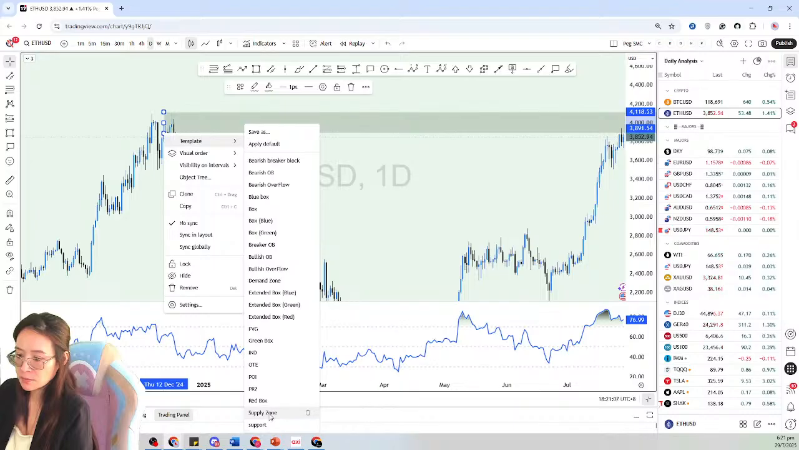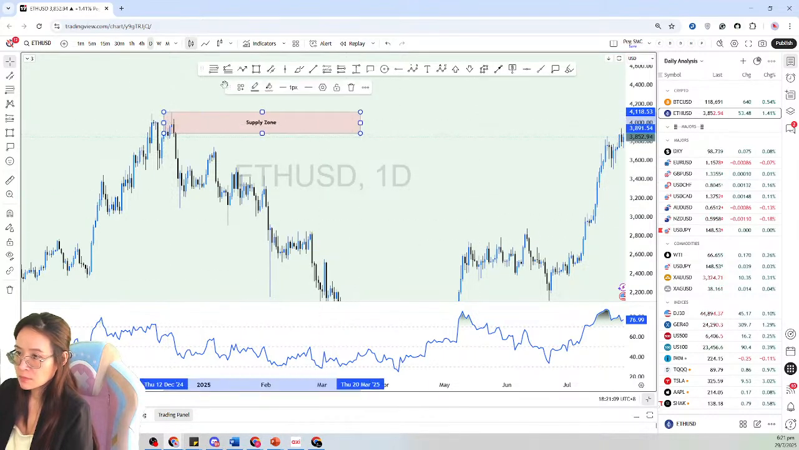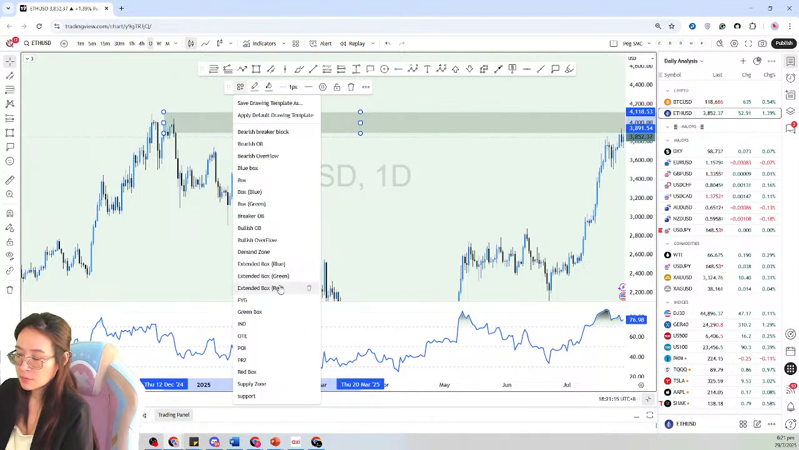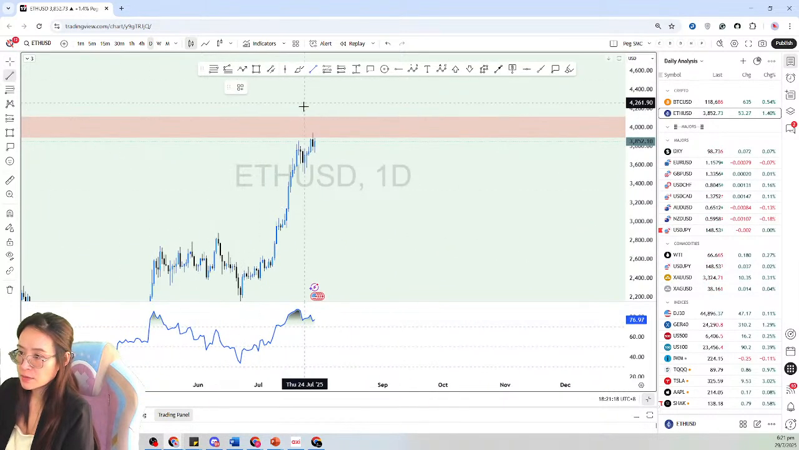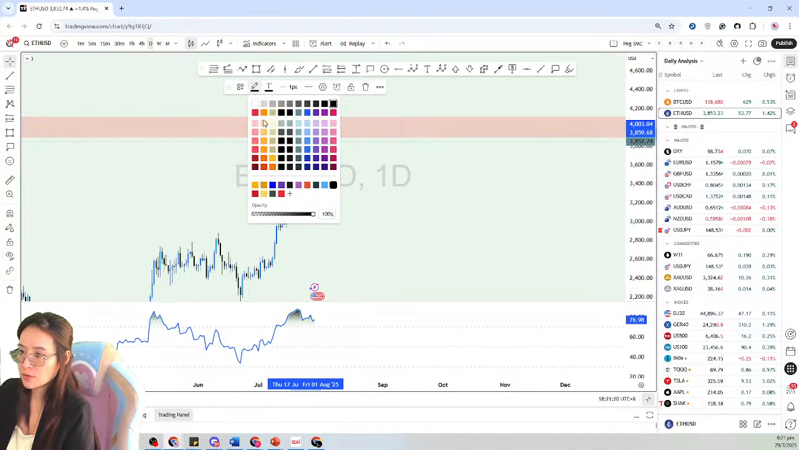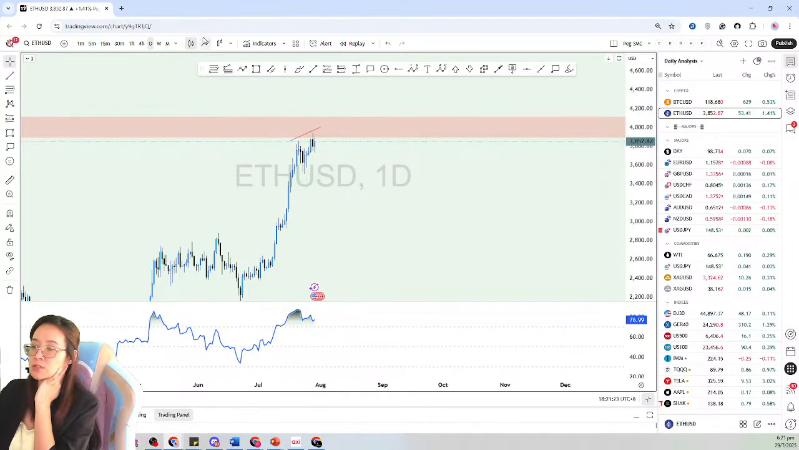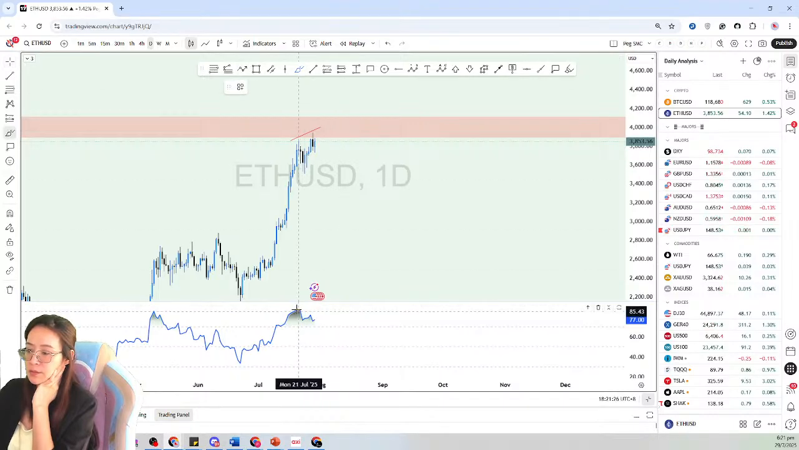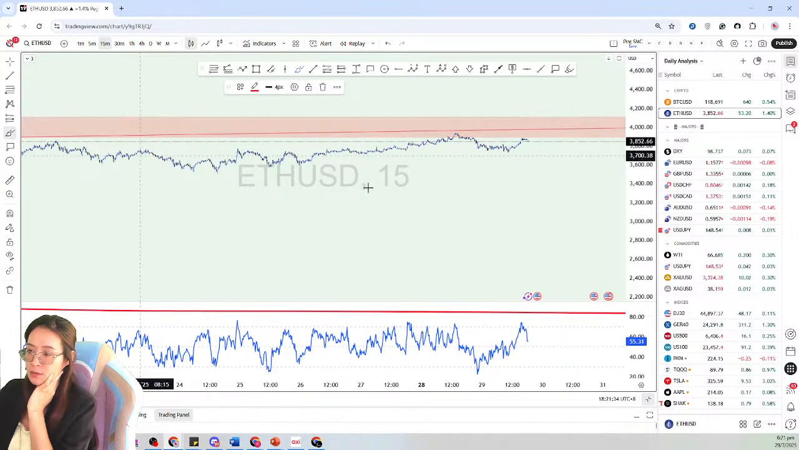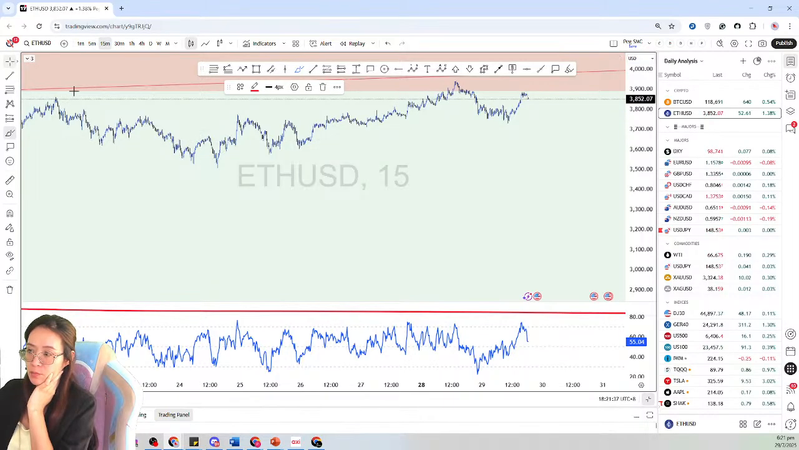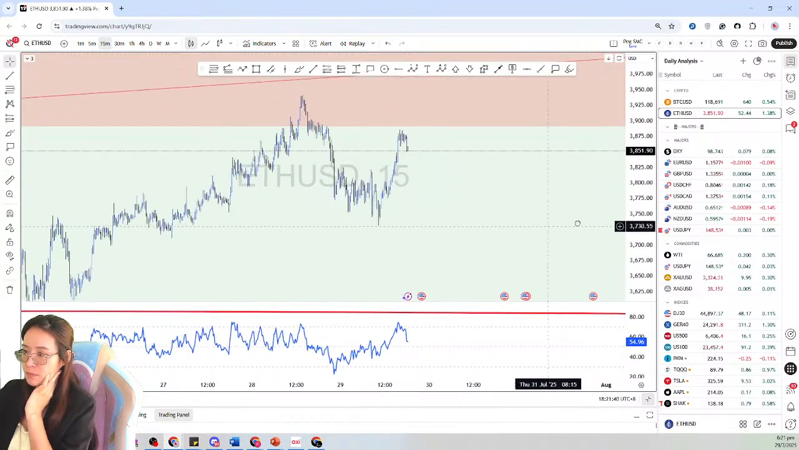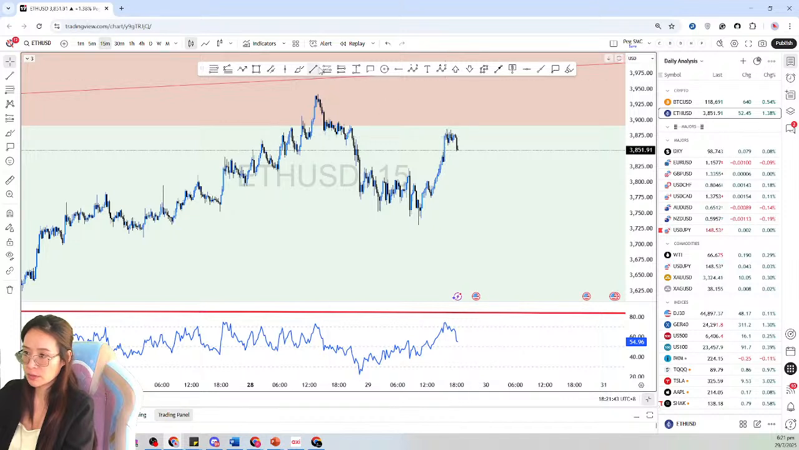This is already a supply zone. Price is going to make a bearish divergence here, so you may consider to sell Ethereum here. Let me go down to look for the confirmation. You might already have missed the entry. You already missed the entry over here. Price already made a change of character right here.